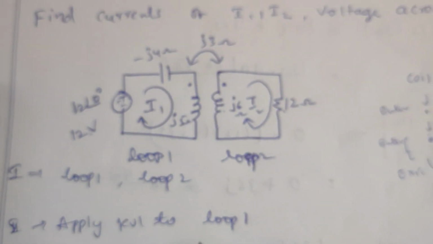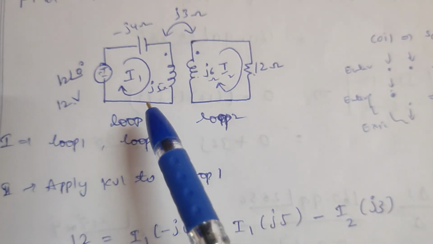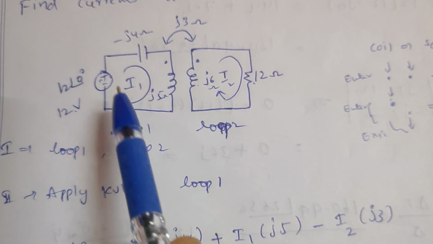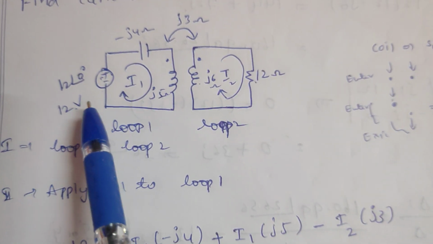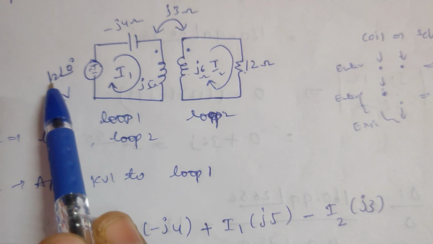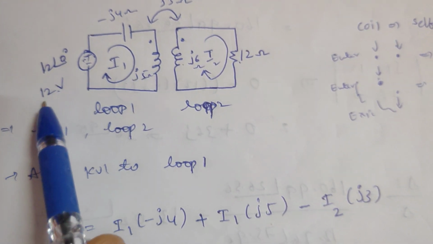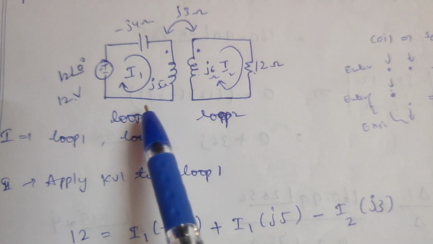KVL to loop one. So this is the first loop. I am applying KVL to this first loop. Here this voltage is in polar form; if you convert it into rectangular form, this will be 12 volts. Just apply KVL to loop 1.